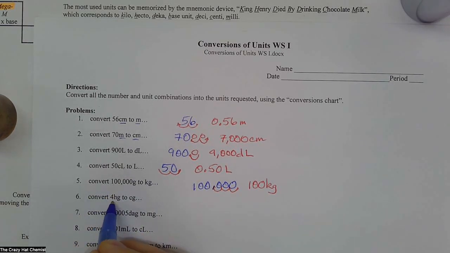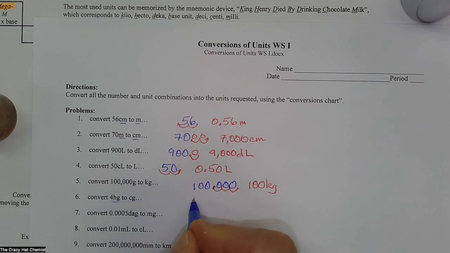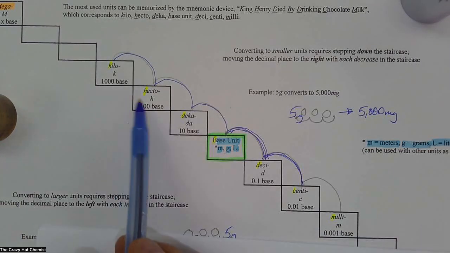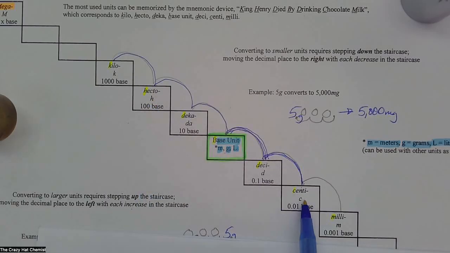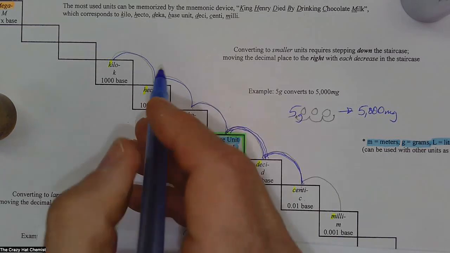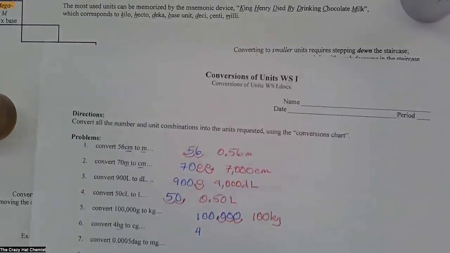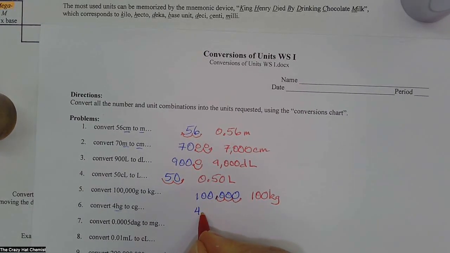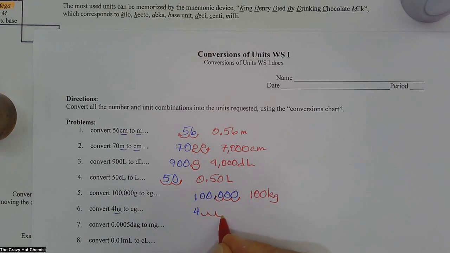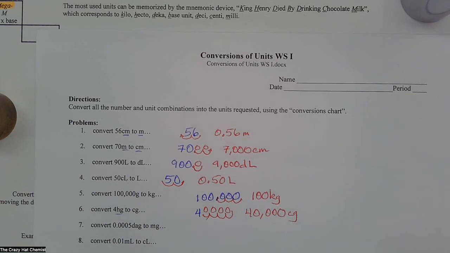So this next one is we're going to take 4 hectograms, and we're going to go to centigrams. So where is hecto? There is hecto, and we're going to go to centigrams. We're at hecto. That's 1, 2, 3, 4 to the right. So there's our decimal, and we're going to move this 1, 2, 3, 4 to the right. We're going to replace these with zeros. There we go. There's our comma. So this is 40,000 centigrams. Perfect. All right.